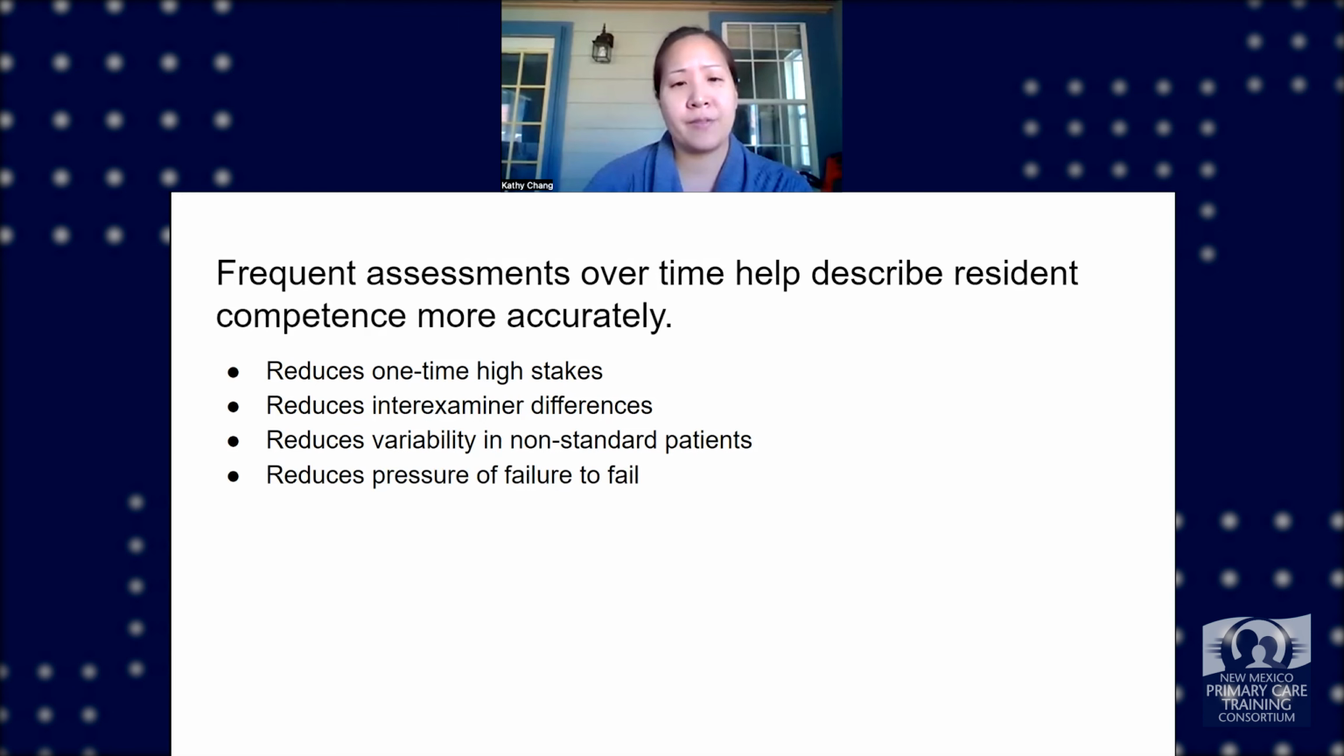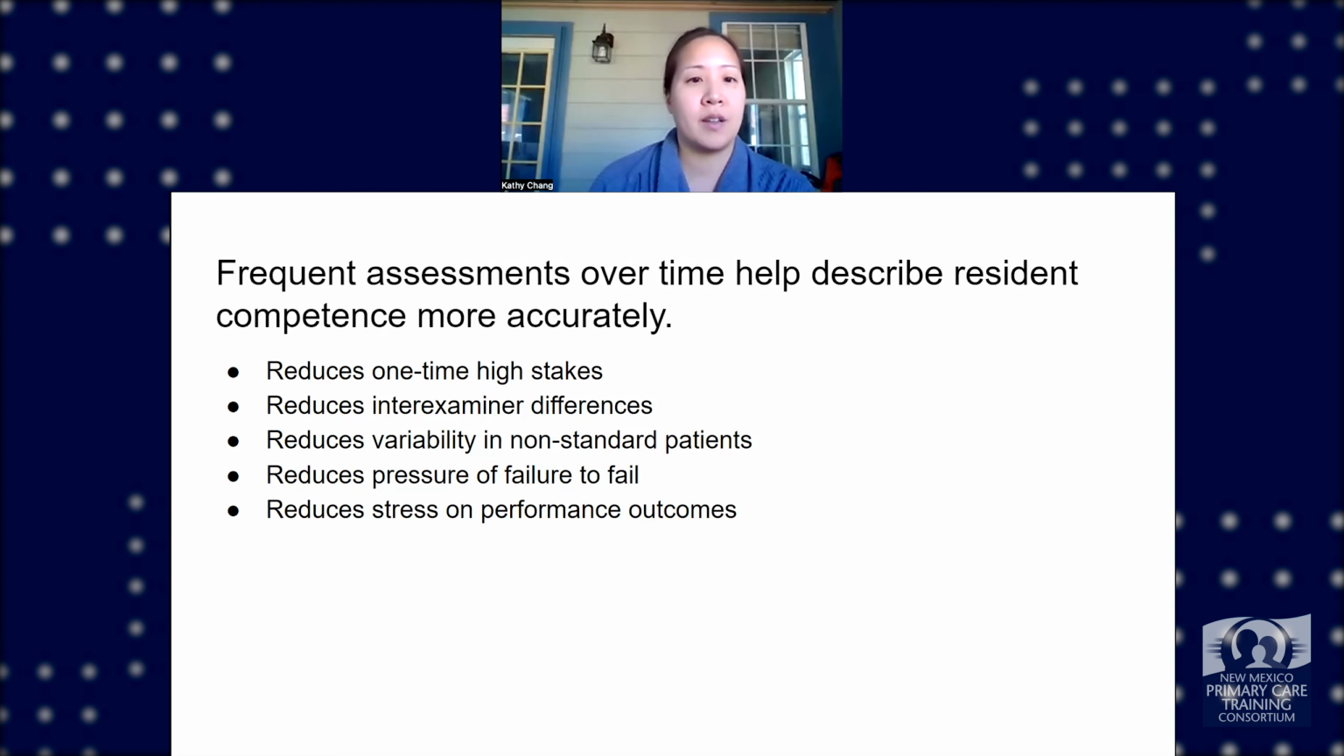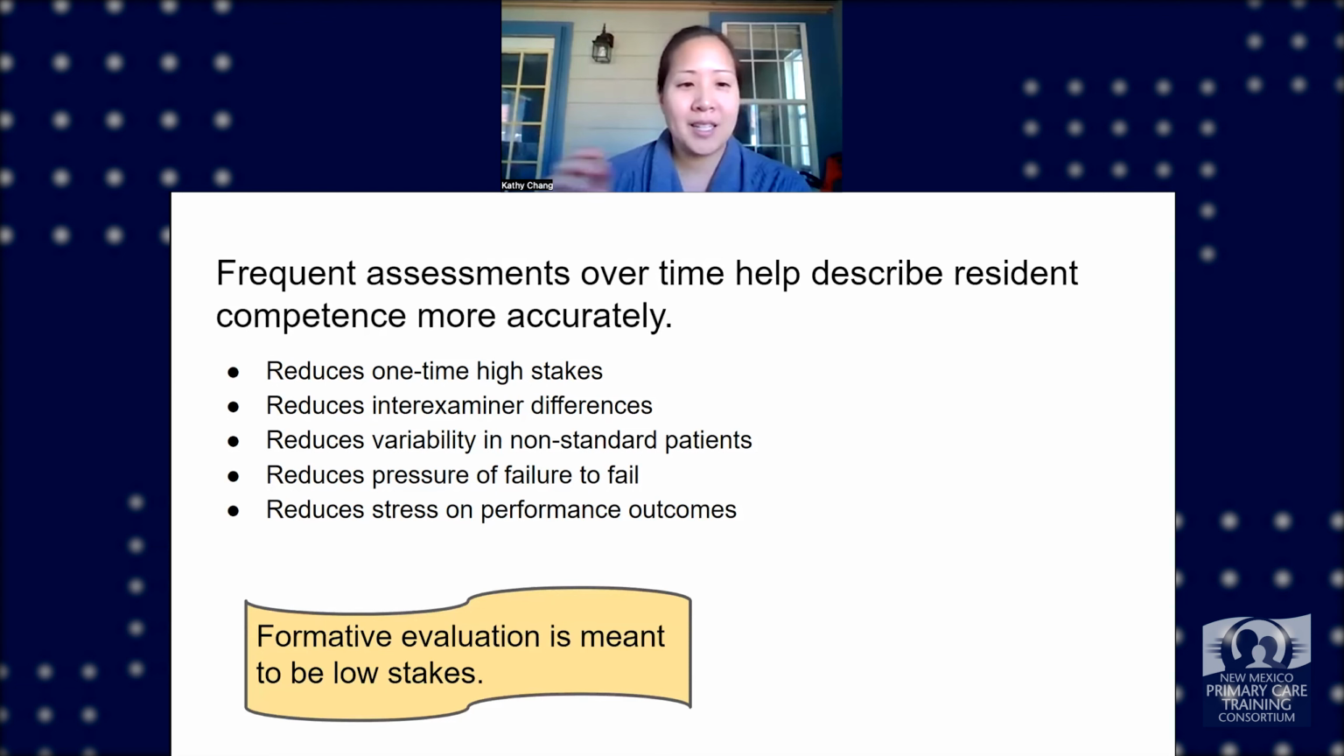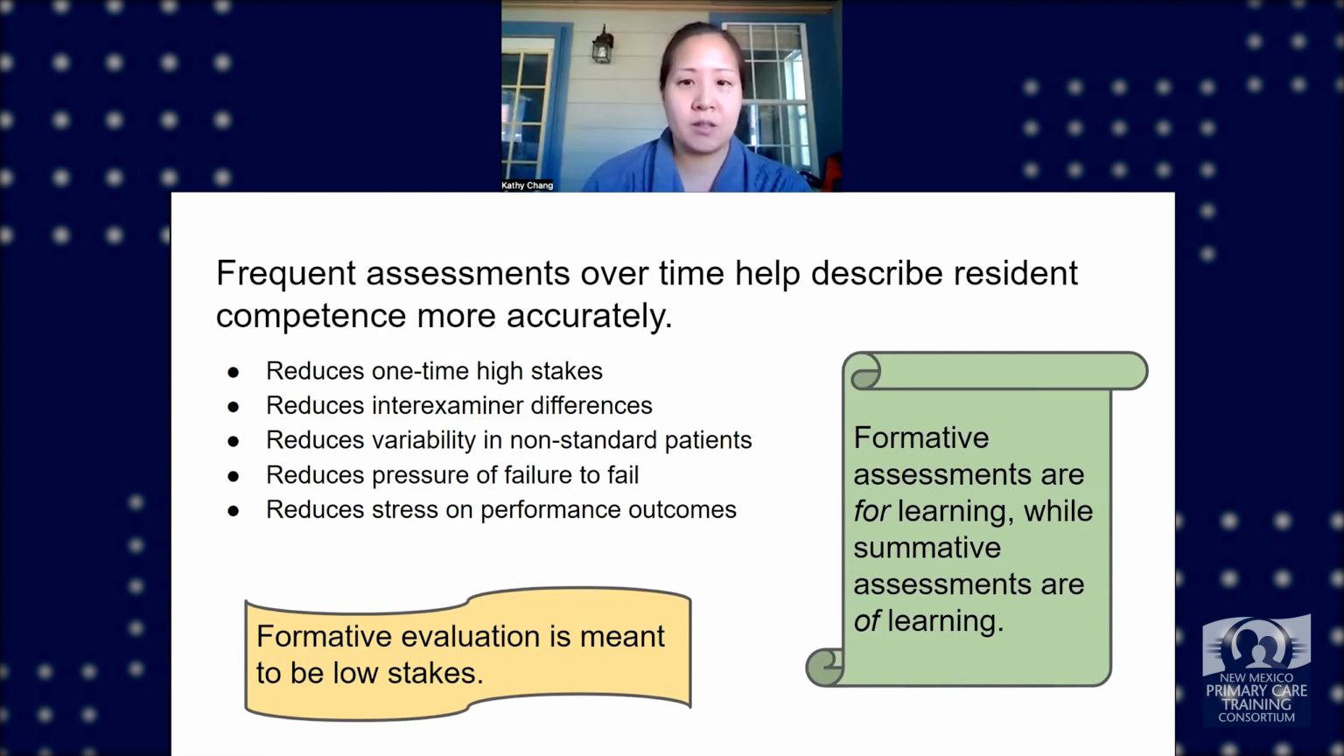It reduces some of that failure to fail, because as educators, we want everyone to succeed and show up at the end and be fully successful. And sometimes there's a lot of pressure to not fail anybody, even though maybe they're not succeeding. Right? And then the stress also reduces on that outcome. So the basic idea, right, is that formative evaluation is meant to be low stakes. It's meant to help somebody learn, right? It's for learning. And then that summative assessment is of their learning.